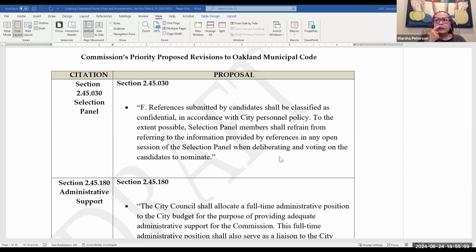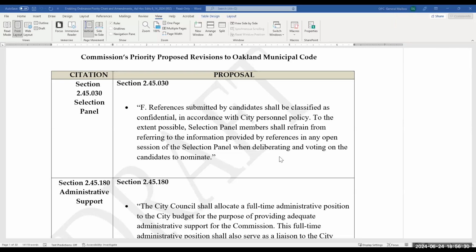I know I watched the last round of selection panel nominees, and a lot of discussion was around the personal lives and availability and work history and work balance with being on the commission. And I think this is what this may be addressing. Are there any comments on this?